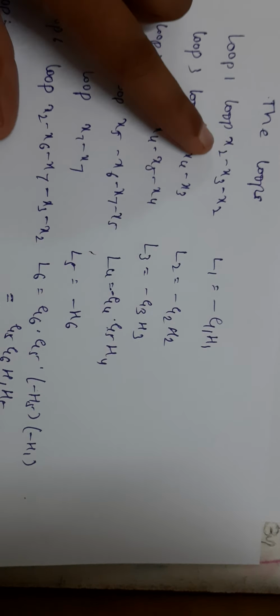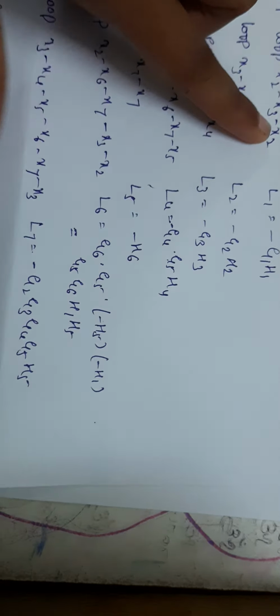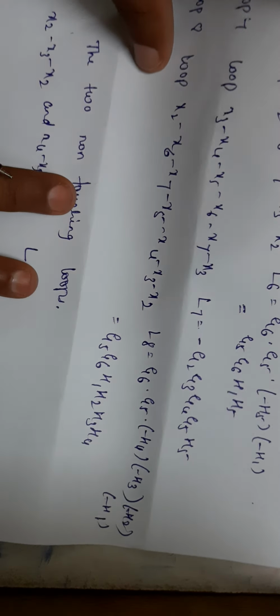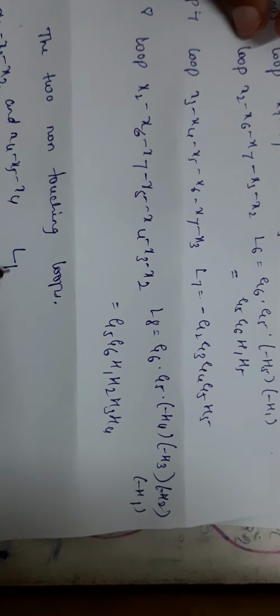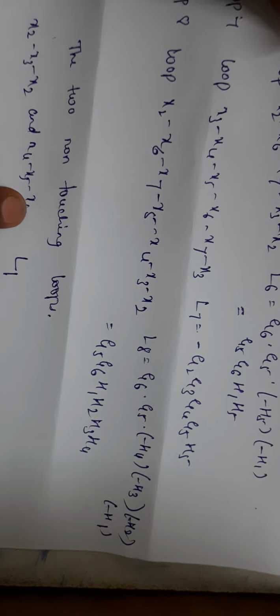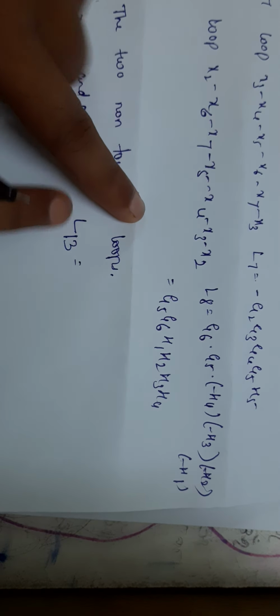Which is that loop? X2 to X3, X3 to X2. This is L1. And X4 to X5, X5 to X4 is L3. So L13 is a two non-touching loop.